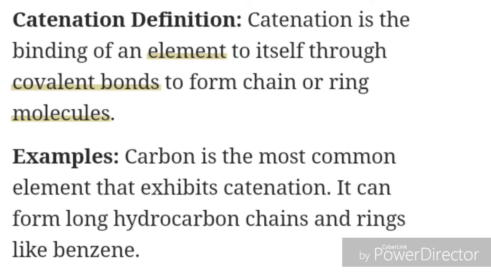Catenation is the binding of an element to itself through covalent bonds to form chain or ring molecules. Carbon is the most common element that exhibits catenation. It can form long hydrocarbon chains and rings like benzene. In proteins, millions of carbon atoms are bonded to one another.